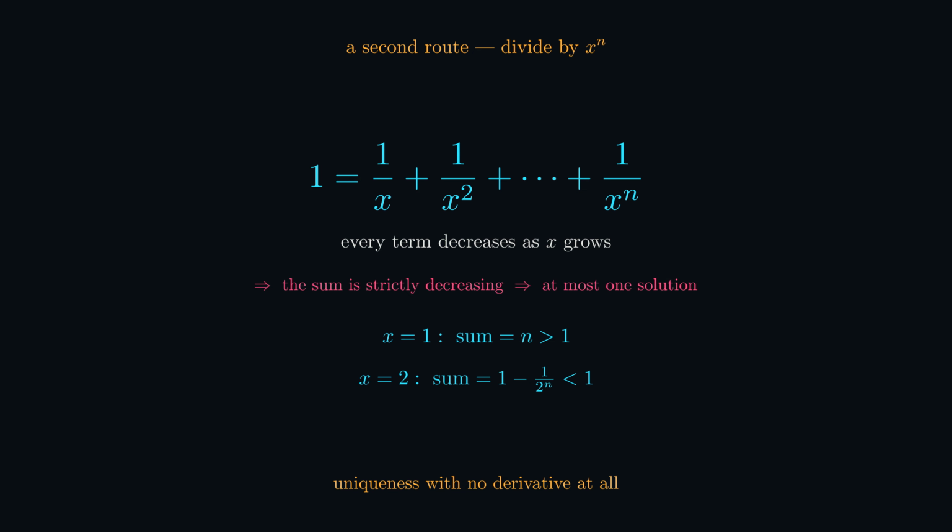Look at the right-hand side as a function of x. Every term shrinks as x grows, so the whole sum is strictly decreasing, which means it can equal 1 at most once. That is uniqueness, with no derivative at all. At x equals 1 the sum is n, which exceeds 1. At x equals 2 the sum is 1 minus 1/2^n, which is just under 1. So it passes through 1 somewhere between.